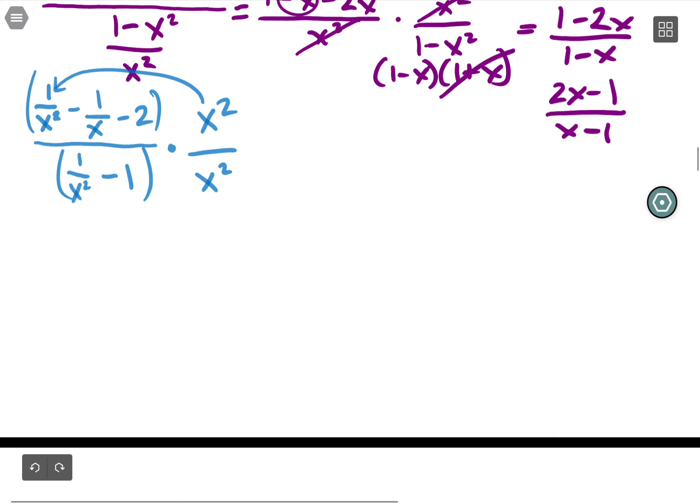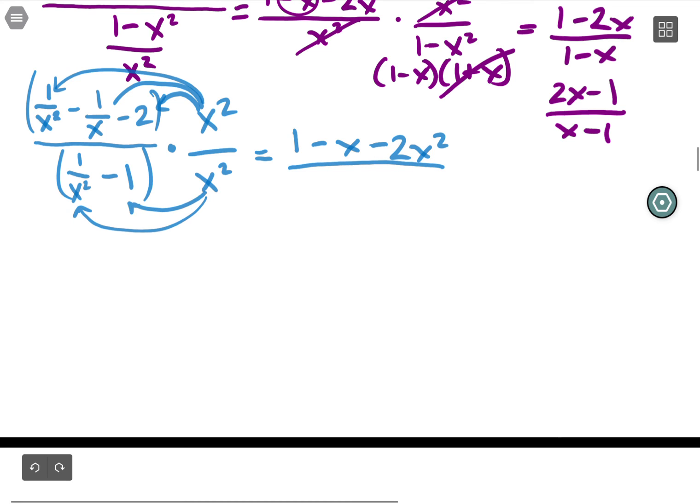If I multiply x squared by 1 over x squared, I get 1. If I multiply x squared by negative 1 over x, I get negative x. And if I multiply x squared by negative 2, I get negative 2x squared. On the bottom, x squared times 1 over x squared is 1. Negative 1 times x squared is negative x squared.